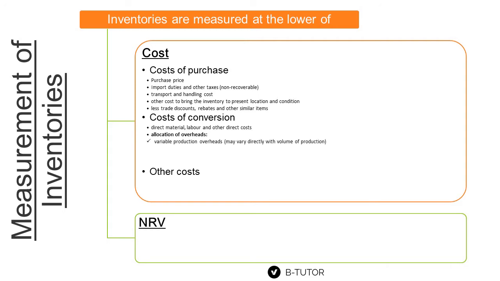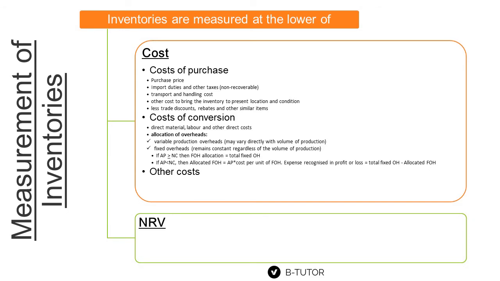Variable overhead will vary with volume of production, hence no problem in its allocation. On the other hand, fixed overhead will remain constant and do not vary with volume of production. So little concentration is required in its allocation. Case number 1. If actual production is greater than or equal to normal capacity, then entire fixed overhead will be included in the cost of conversion. Reason, we have fully utilized our capacity.